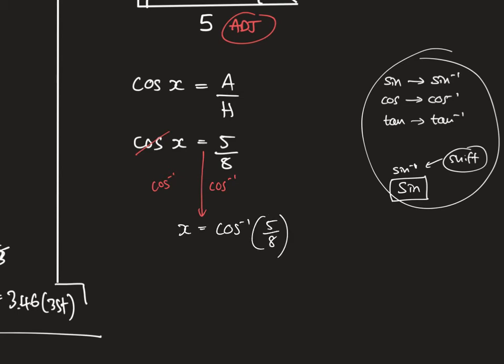Now we can just simply put that into our calculator. So I press my shift cos, I press my fraction button, 5 over 8, and then I press sideways and press close brackets. And what I've got here is that x is equal to 51.31781... So x is equal to 51.3 degrees to 3 SF. There we go, and that's how we find the angle.